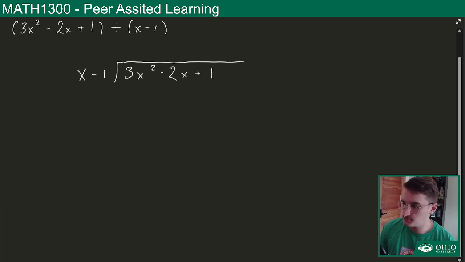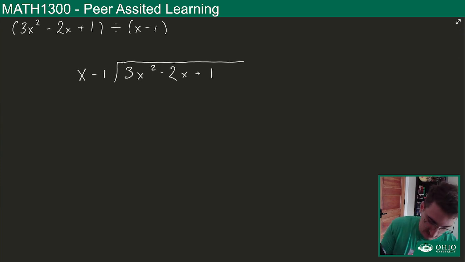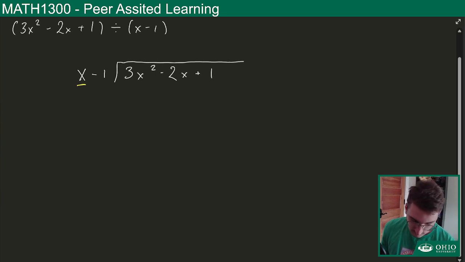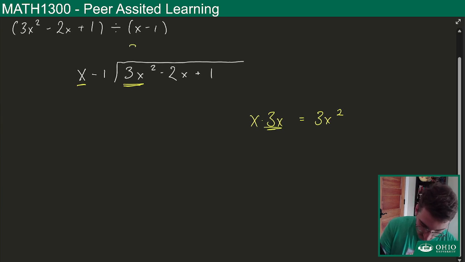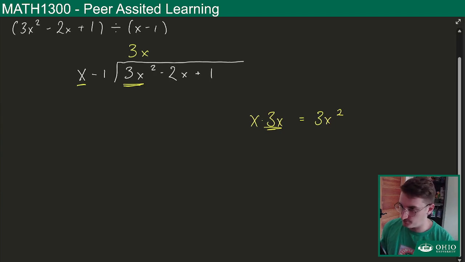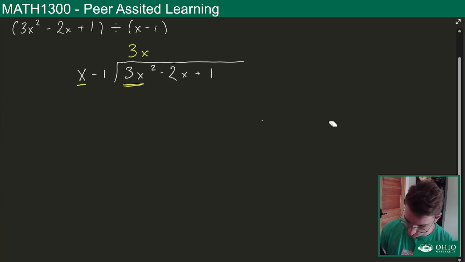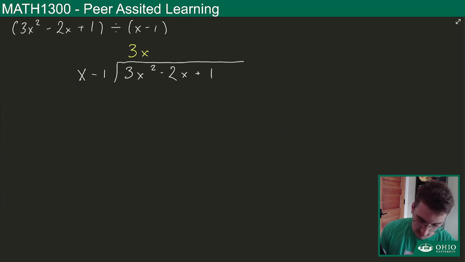Okay, so the first thing I want to ask myself is, I look at the leading term of what I'm dividing by, and then ask, what do I multiply it by to get 3x squared? And there are no tricks here. This is just going to be x times 3x, which equals 3x squared. And so I take this value of 3x, and I can just write this on top of the division bar. Okay, so let me erase my scratch work.